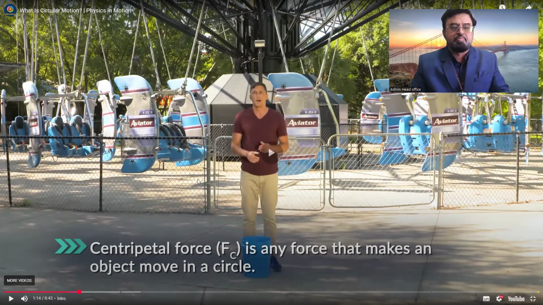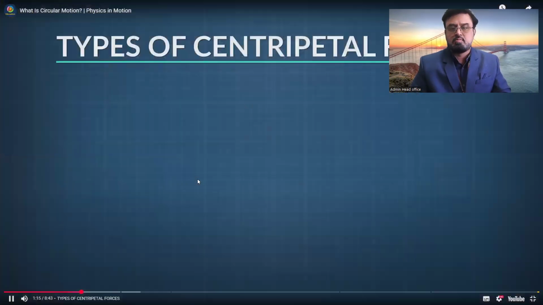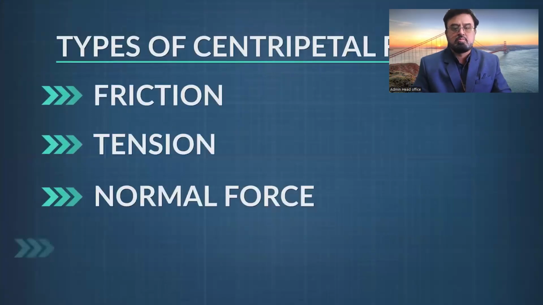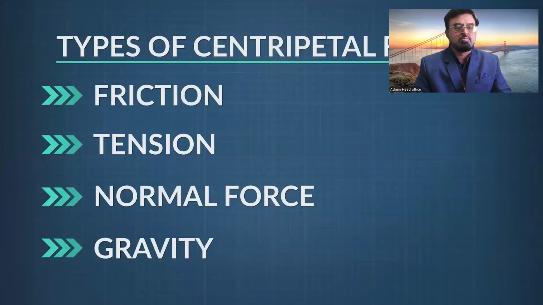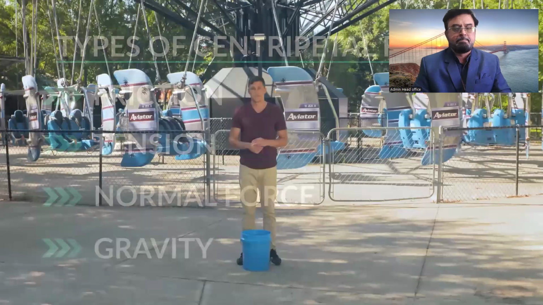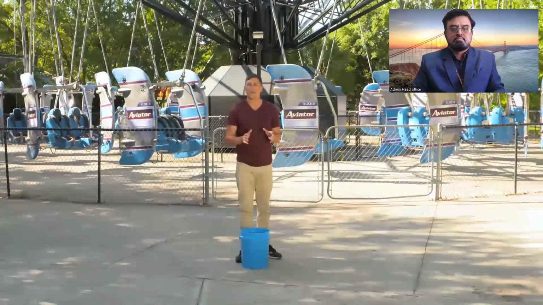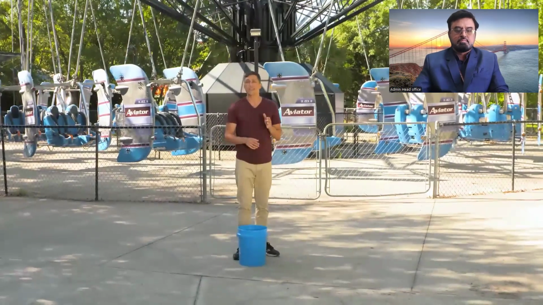Okay. There's more than one kind of centripetal force: friction, tension, the normal force, or gravity. And any of these can act as centripetal forces if they cause the object to move in a circle. Here's another way to say it. Centripetal force is the net force acting on objects that keep them moving in a circle.